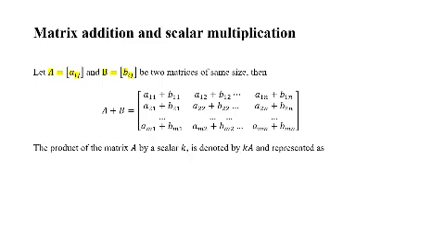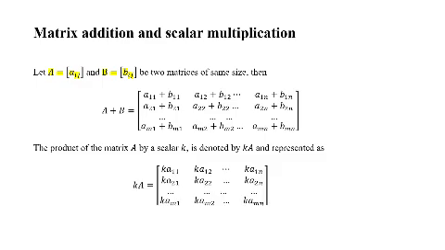The product of the matrix A by a scalar k is denoted by kA and represented as kA equal to this matrix. So what actually happens here? When we multiply a scalar with a given matrix, that scalar will be multiplied to each and every element of the matrix. Suppose we have k equal to 5, then it will be 5A, and each and every element of the matrix will be multiplied by 5. Similarly, if we have a negative number as k, then that negative number will be multiplied with the given matrix. So each and every element of the matrix will be multiplied by that particular scalar.